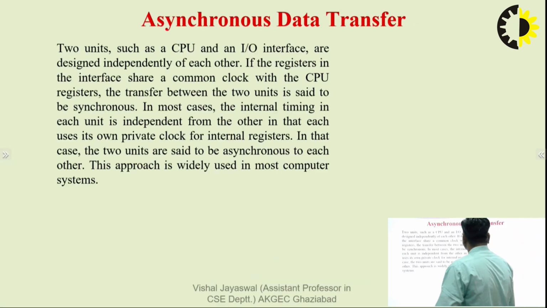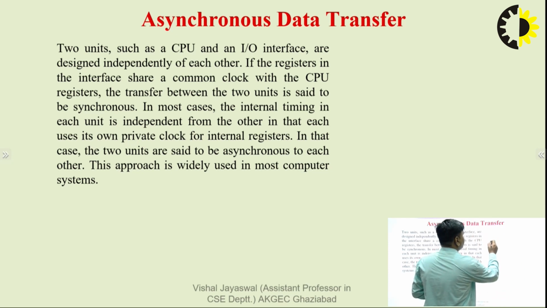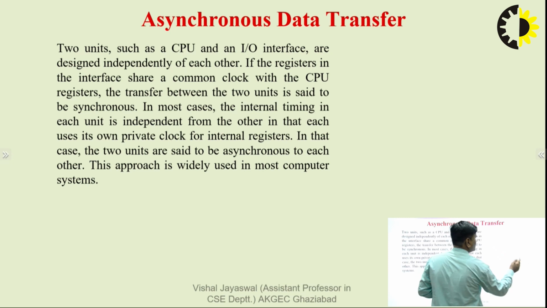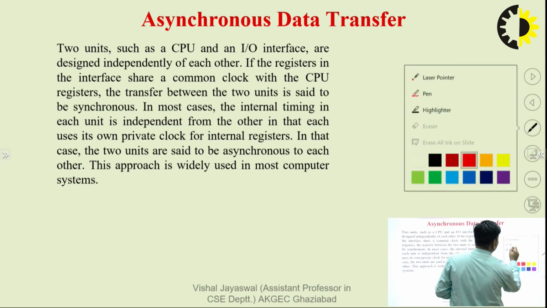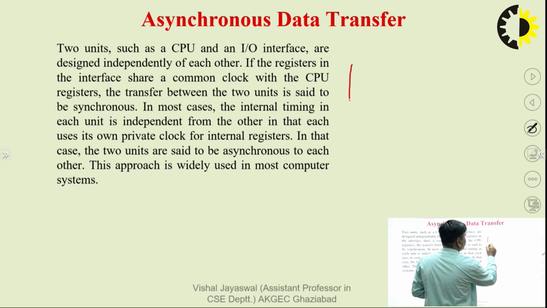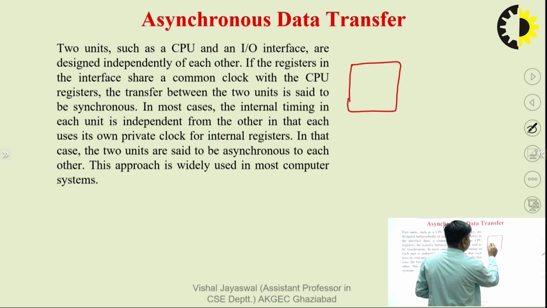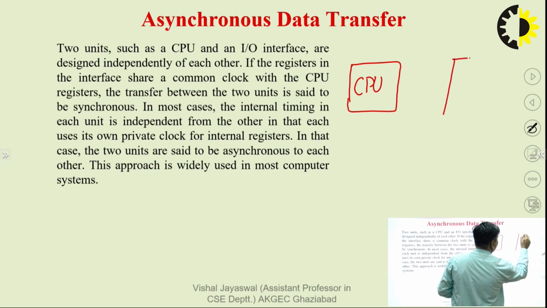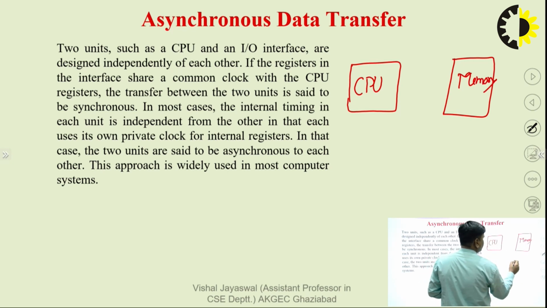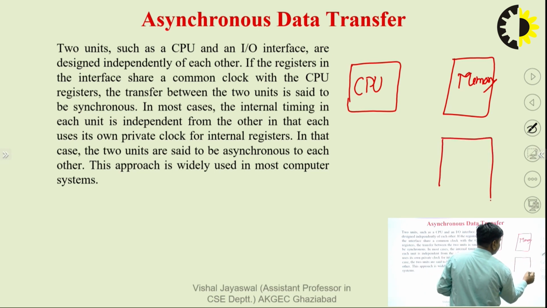Let's suppose we have three units. First one is CPU, that is called central processing unit, and one unit is called memory unit. This is memory, and another is called I/O devices. I/O means input output devices.